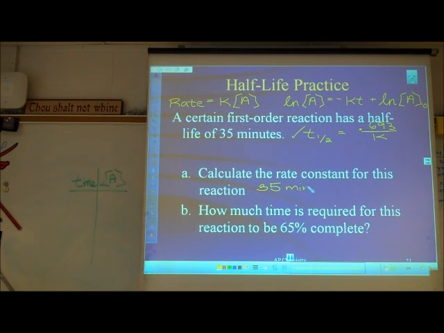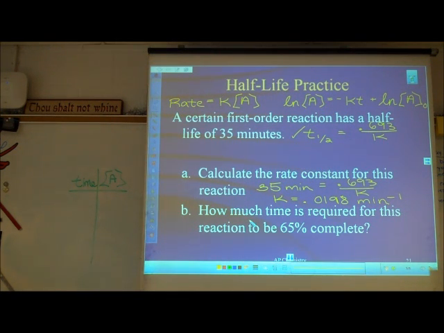35 minutes. What do you get for K? Give me a number. 0.019. Okay. Tell me what the units would be. Meters per second. No. Look at this equation. This is a number that does not have units at all. 1 over minute, or you could write it like this. Okay. Great. There's our answer to letter A. Quick and easy.